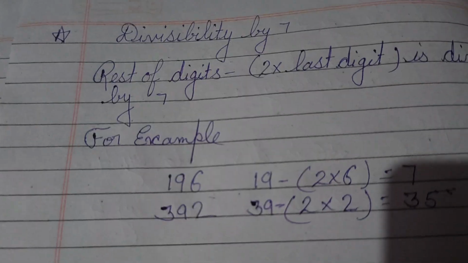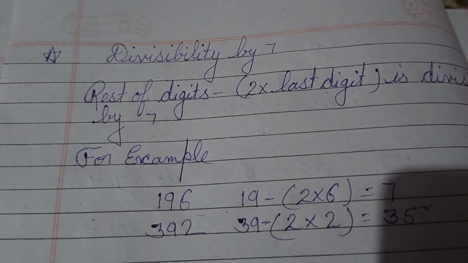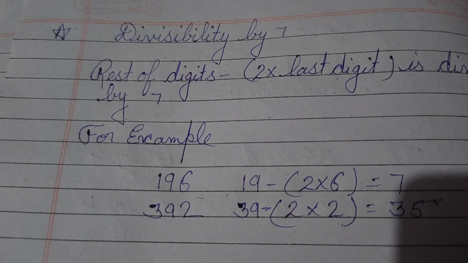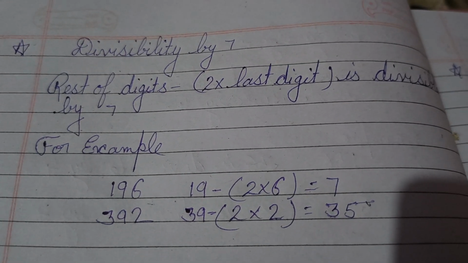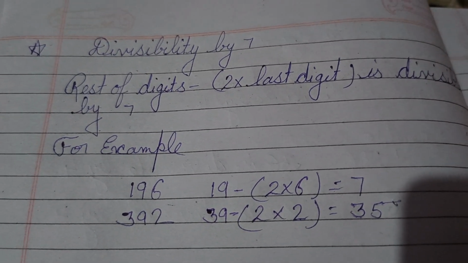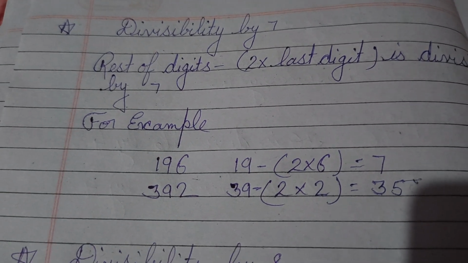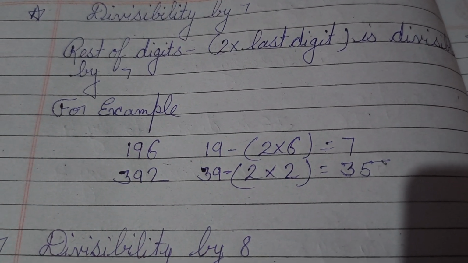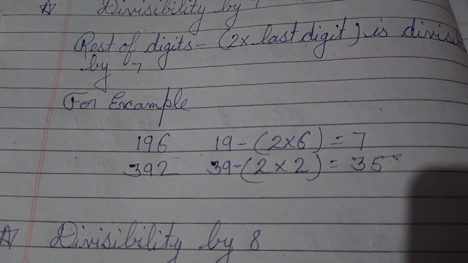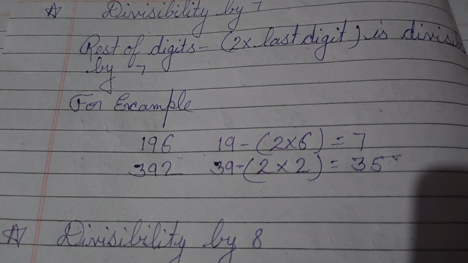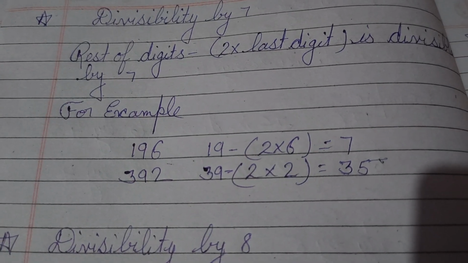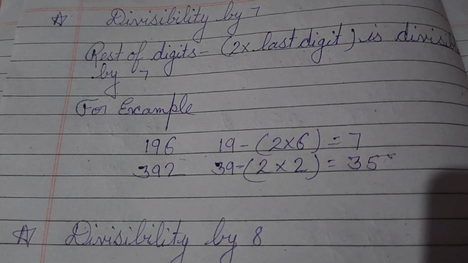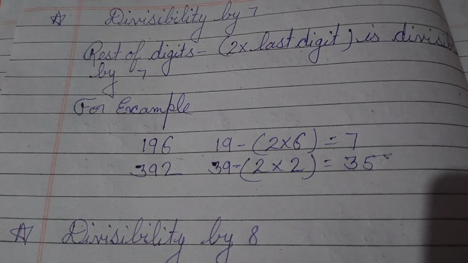To check if a number is divisible by 7, we will check if the rest of the digits minus 2 into the last digit is divisible by 7 or not. For example, 196. Here the last digit is 6 and the rest of the digits form 19. So we will do 19 minus 2 into 6, which is equal to 7. Now 7 is divisible by 7. Yes, it is. Therefore, 196 is divisible by 7.